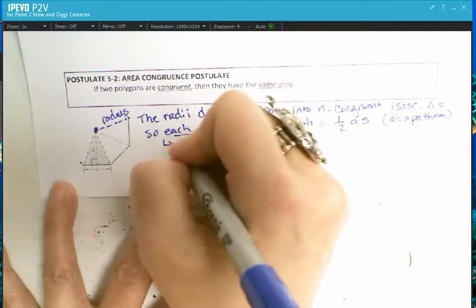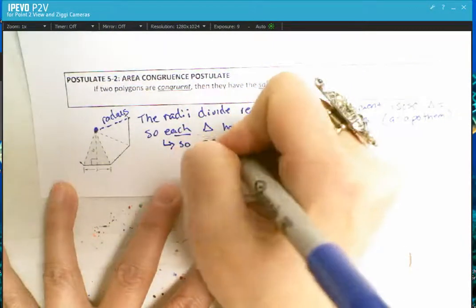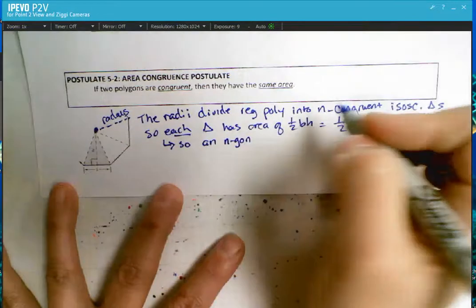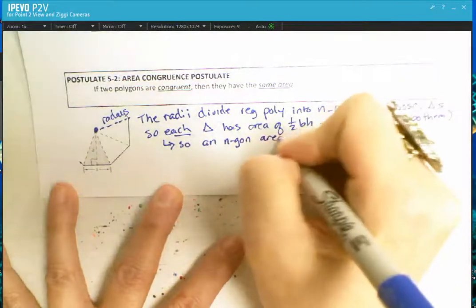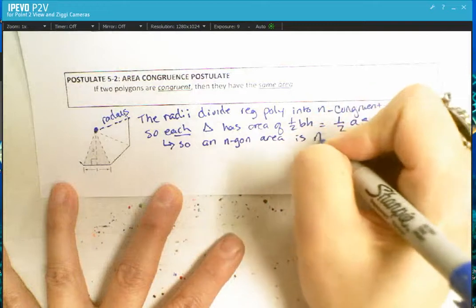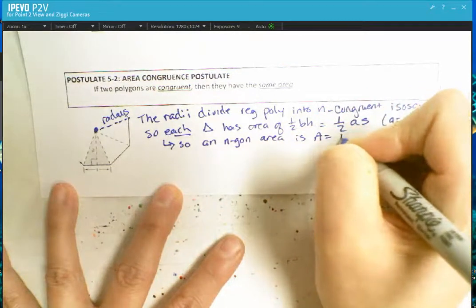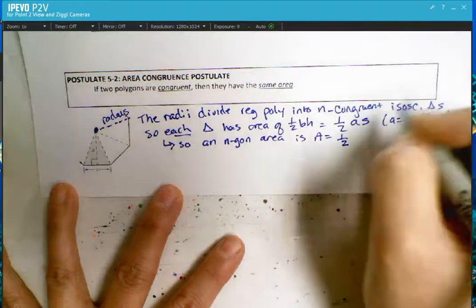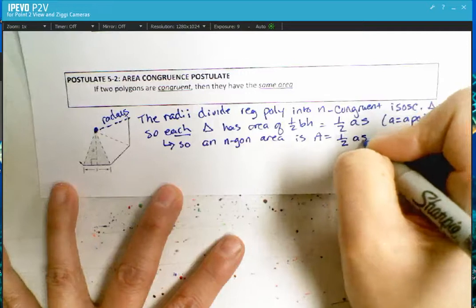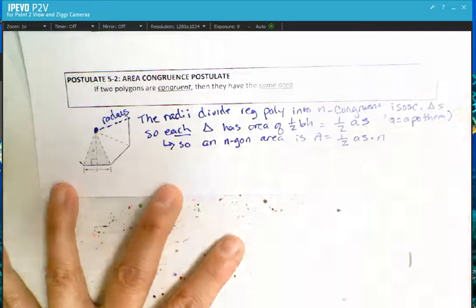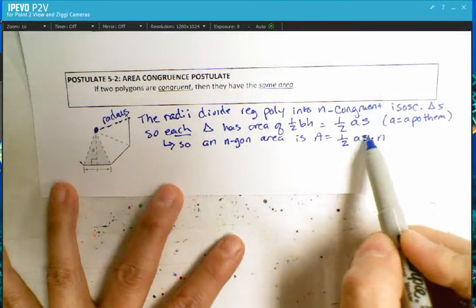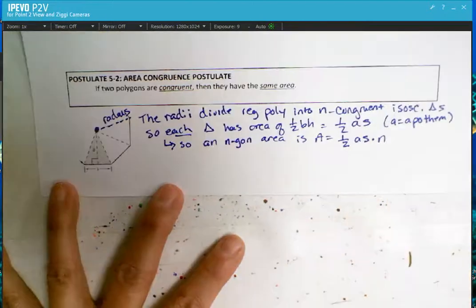So this leads us to an n-gon, so however many sides. The area is A equals 1/2 a s times however many sides there are, because this is the area of each triangle times the number of triangles that are in that n-gon.